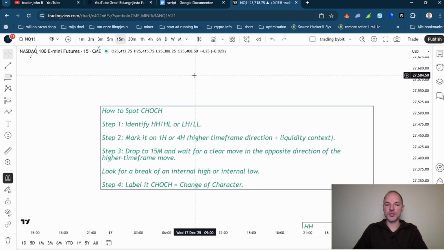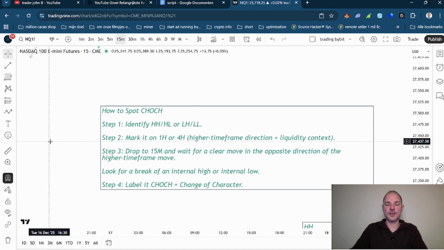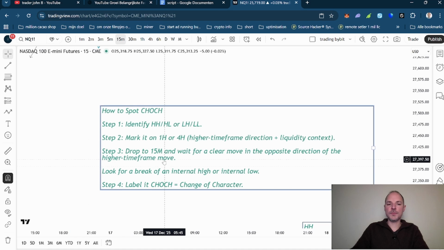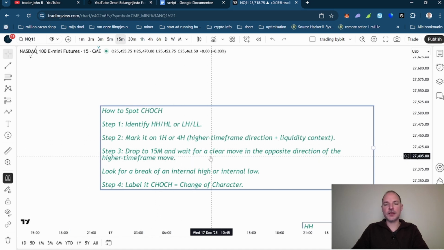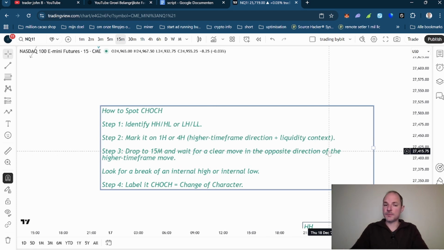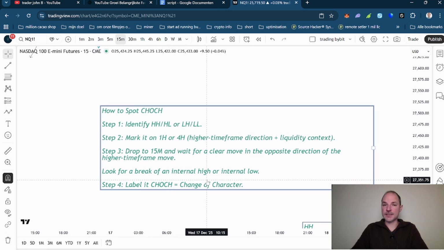How to spot a change in character? Identify again higher highs and higher lows on a higher time frame. You can choose the 1 hour or the 4 hour as your direction, and the 15 minutes is where the market is then headed to. So we drop into a 15 minutes and we have patience until we have a clear move in the opposite direction of the higher time frame's move. Then we look for a break of an internal high or an internal low, and we label it as a change in character. It's that simple.